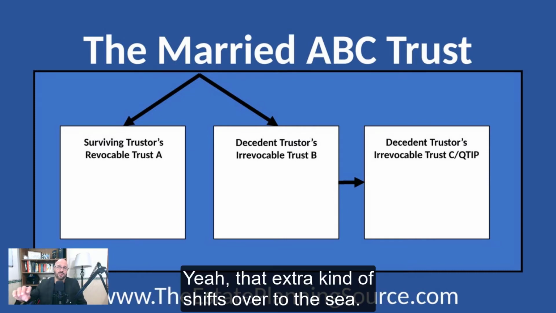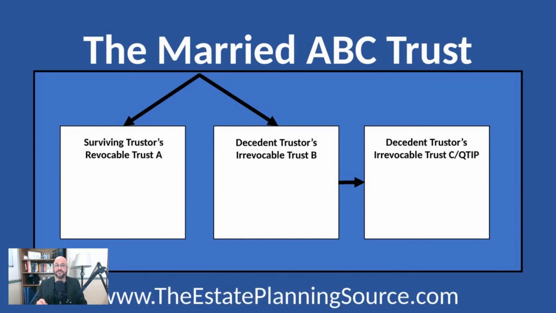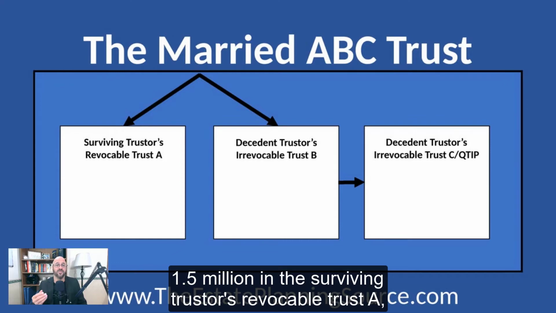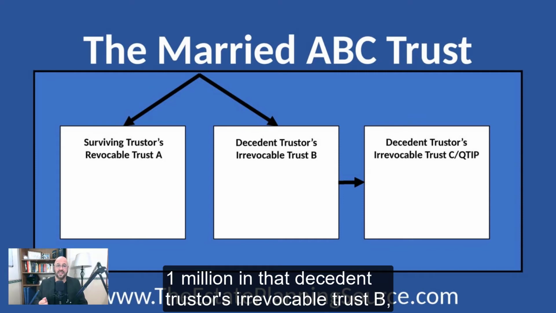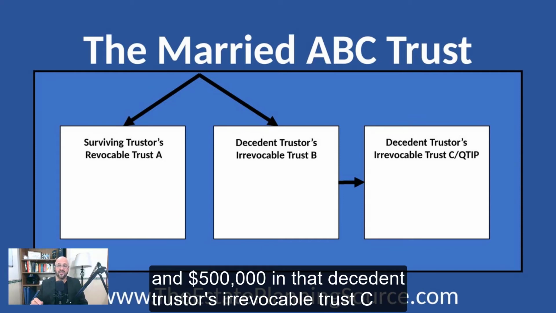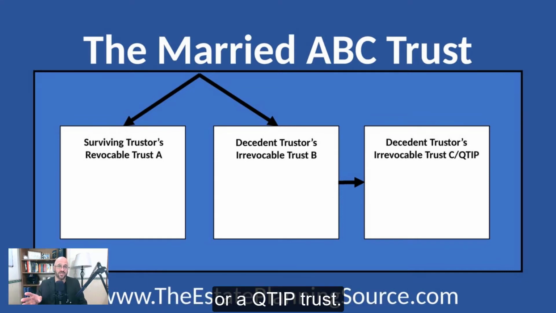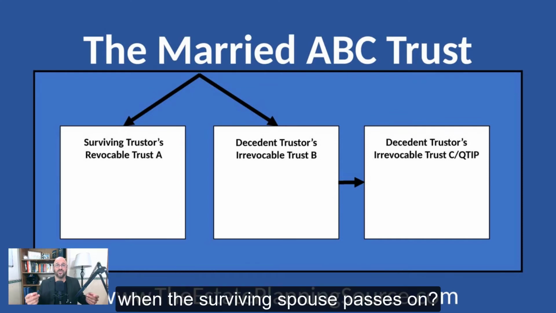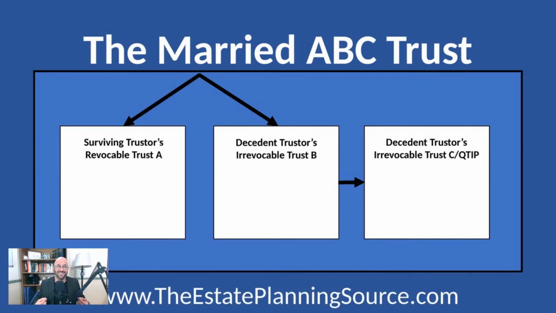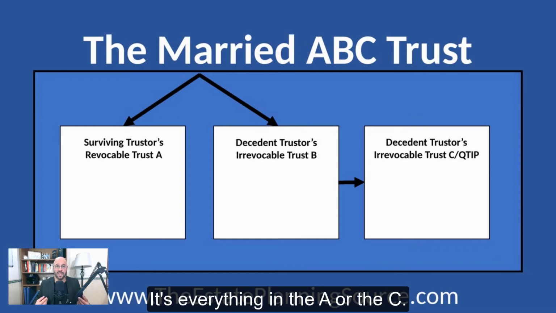Yeah, that extra kind of shifts over to the C. So now here's what we have set up. $1.5 million in the surviving trustor's revocable trust A. $1 million in that decedent trustor's irrevocable trust B. And $500,000 in that decedent trustor's irrevocable trust C, or a Q-tip trust. So now, what would be subject to estate taxes when the surviving spouse passes on? It's everything in the A or the C.